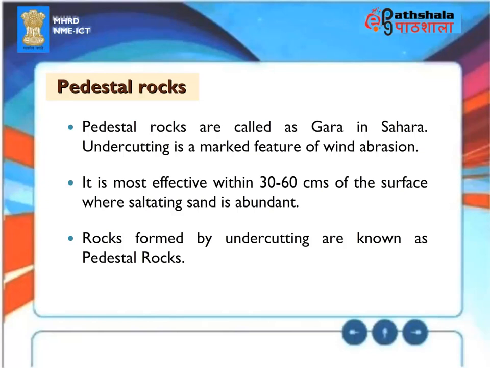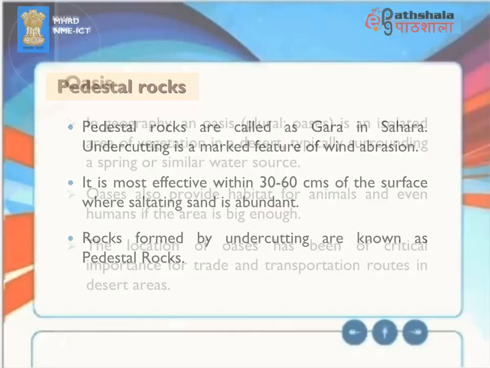Undercutting is a marked feature of wind abrasion. It is most effective within 30 to 60 centimeters of the surface where saltating sand is abundant. Rocks formed by undercutting are known as pedestal rocks.